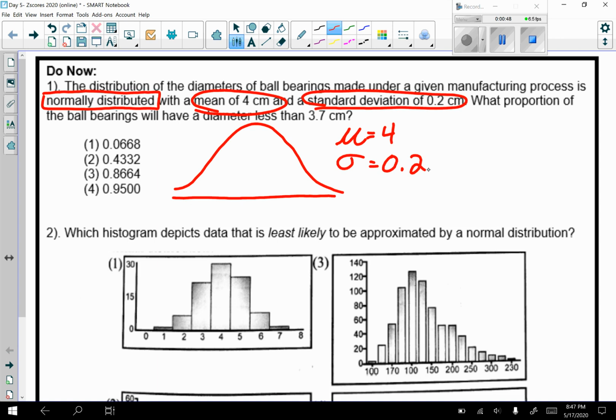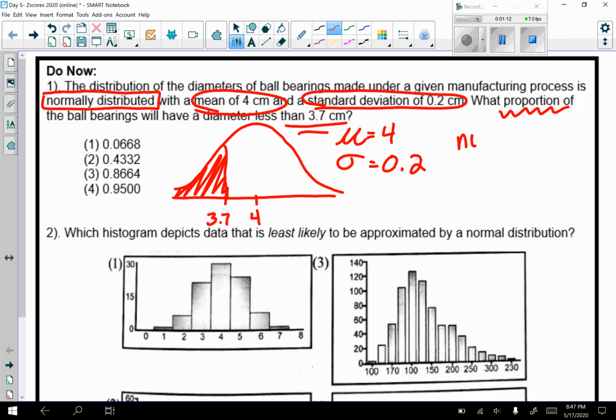What proportion of the ball bearings will have a diameter less than 3.7? So proportion, I'm thinking probability. So I'm going to label on my graph, my mean is 4. They want to know less than 3.7, so I'm going to label that number. And because it's less than, I'm going to shade to the left of that value.